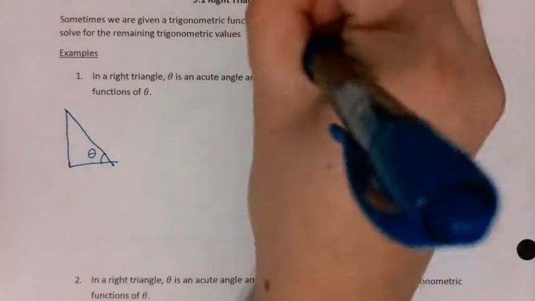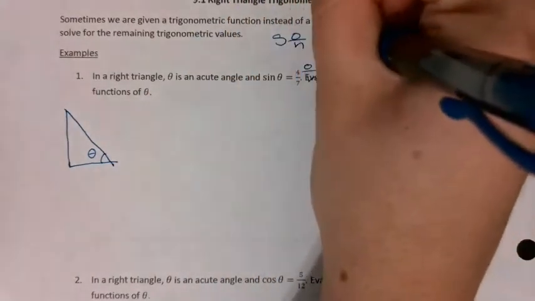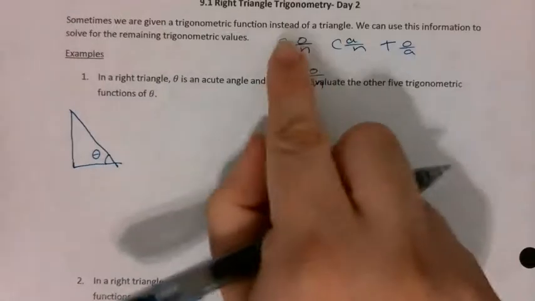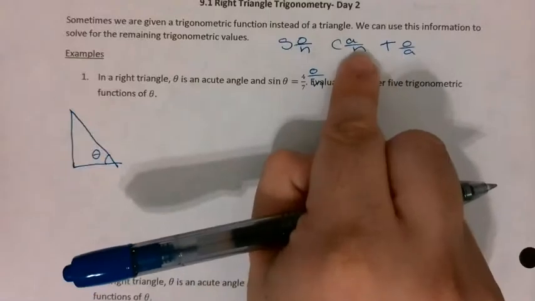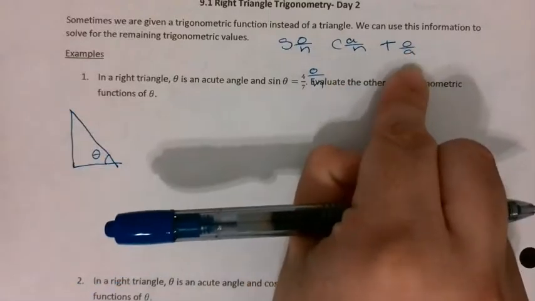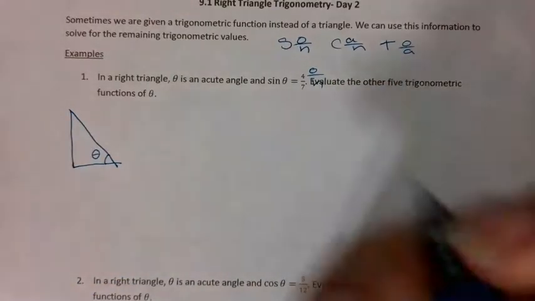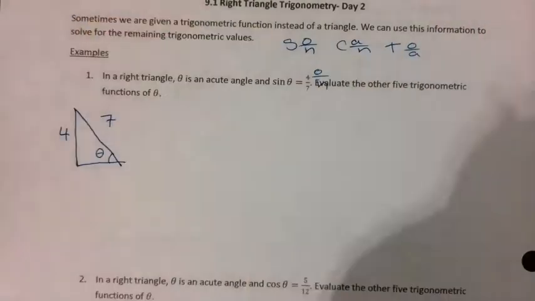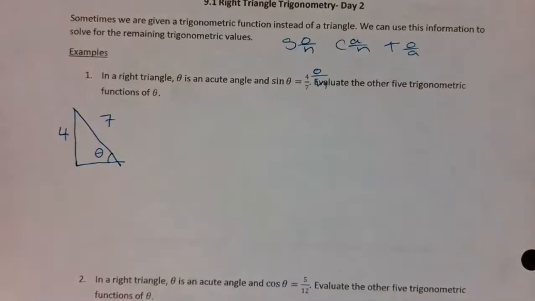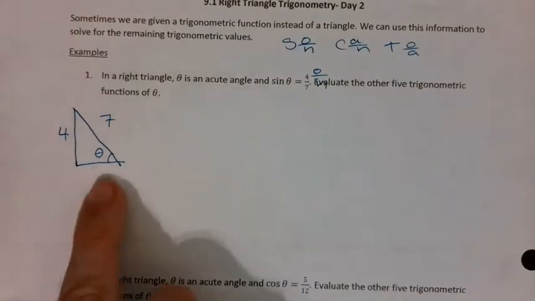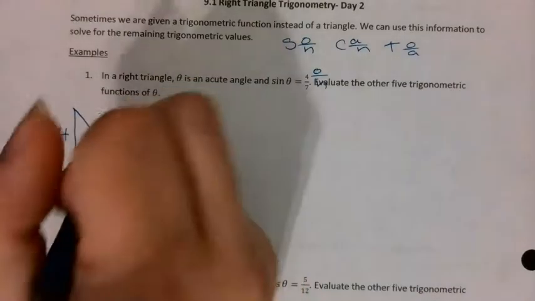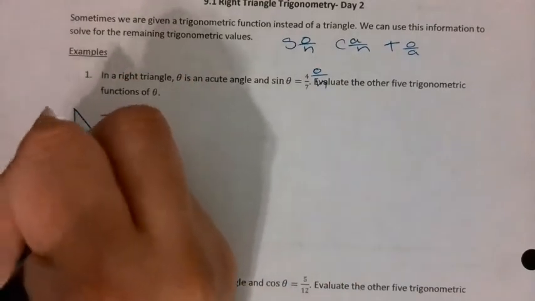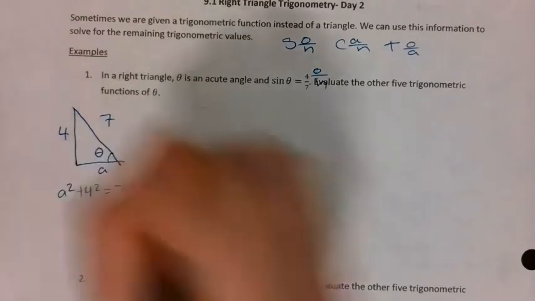Remember SOHCAHTOA. So sine is opposite over hypotenuse, cosine is adjacent over hypotenuse, and tangent is opposite over adjacent. So anyways, I have opposite over hypotenuse, so I have 4 and 7. So just like yesterday, I need to figure out my value for this missing side, which I am going to make a. So I have a squared plus 4 squared equals 7 squared.